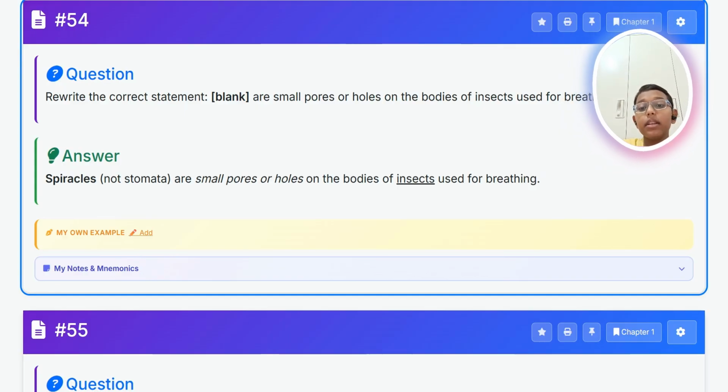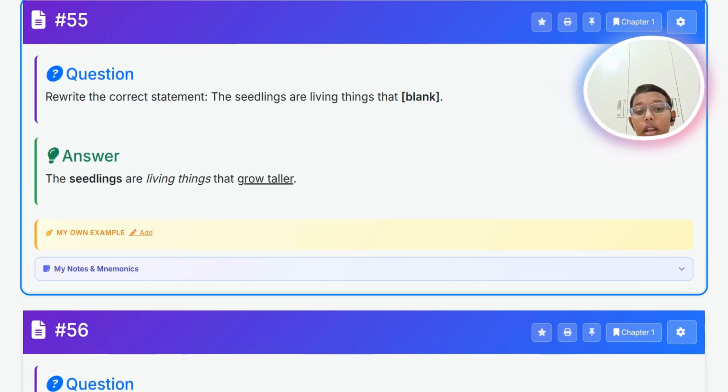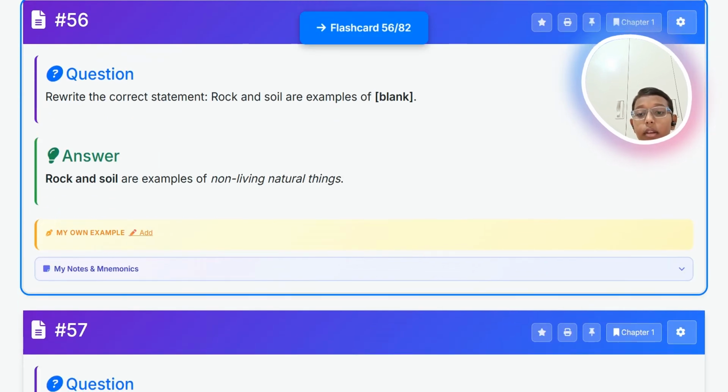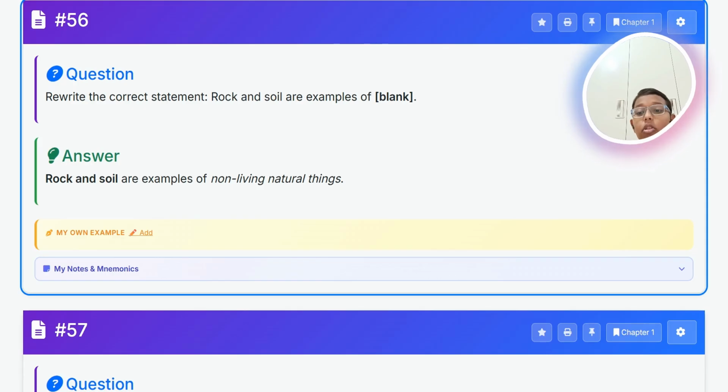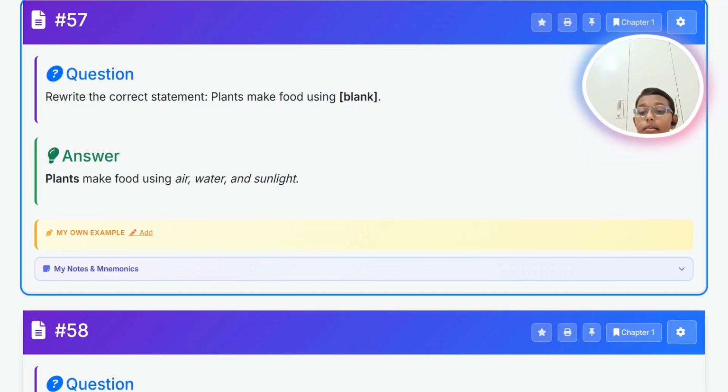Rewrite the correct statement. The seedlings are living things that blank. The seedlings are living things that grow taller. Rewrite the correct statement. Rock and soil are examples of non-living natural things. Rewrite the correct statement. Plants make food using blank. Plants make food using air, water, and sunlight.